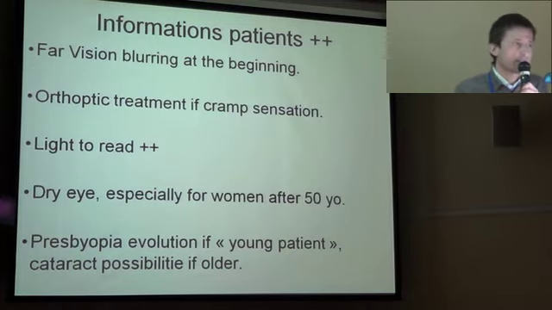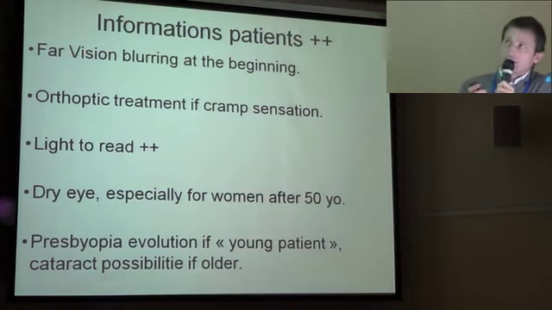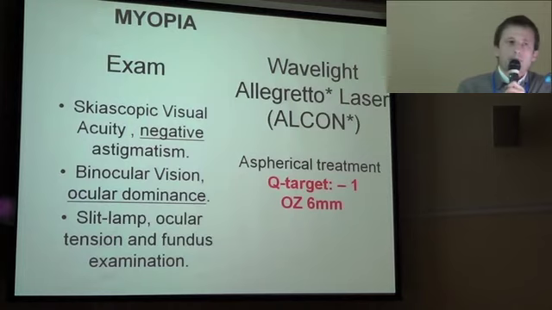For myopic patients, it's almost the same. Just the asphericity, the Q target, is minus 1. Because myopic treatment gives an oblate shape, but we want to increase the prolate shape. So you have to program more asphericity. Of course, you have to inform your patient about light for reading and about dry eye, the same.